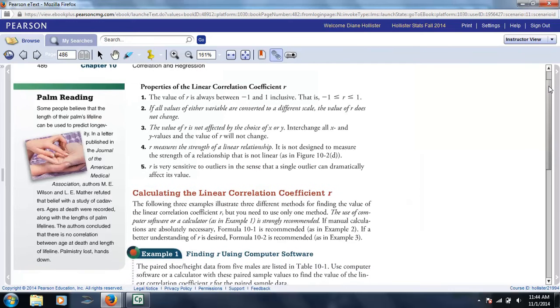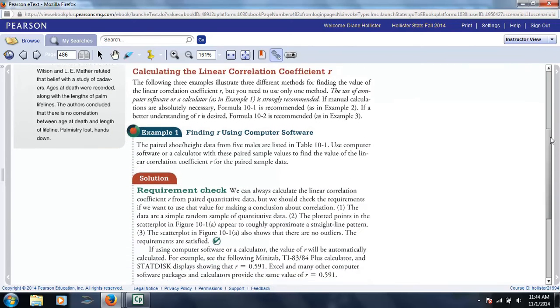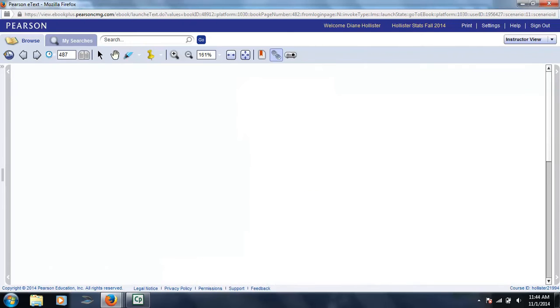A couple things that we do need to know, however, is that the correlation values are always between -1 and +1 inclusive. Even if you convert the values of variables to a different scale, the value of r will not change. So for example, if you have people's weights in pounds and you convert to kilograms, the correlation is not going to change. r measures the strength of the linear relationship between those, and it's very sensitive. So adding one extreme value can make a significant difference.